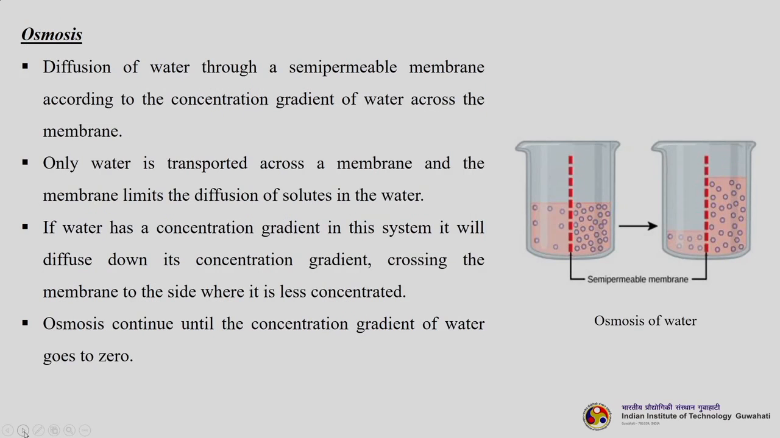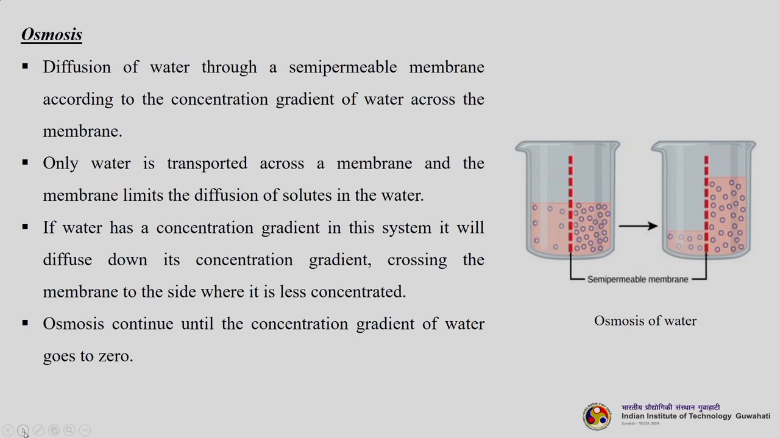The next is osmosis. You know what osmosis is, we have discussed osmosis and reverse osmosis in great detail. So, it is diffusion of water through a semi-permeable membrane according to the concentration gradient of water across the membrane. Only water is transported across the membrane and water limits the diffusion of solids in the water.